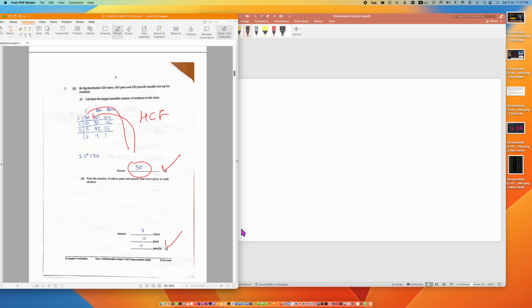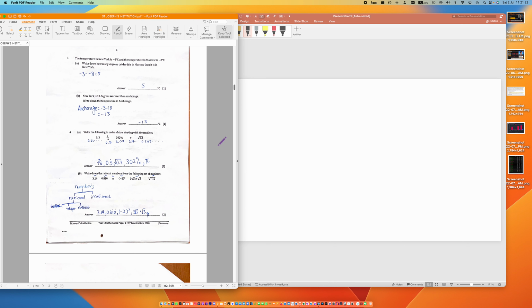Very good. So you have no problem with HCF, LCM, and the prime factorization and the prime numbers. So your knowledge for this topic is solid. Okay, which is good.